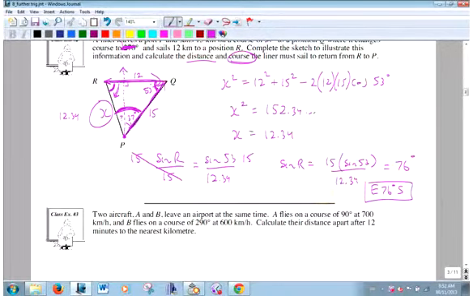Okay? All right? So there's due east. If I go 76 degrees south of that, that's what this line is. Okay, that's not big enough. Okay?